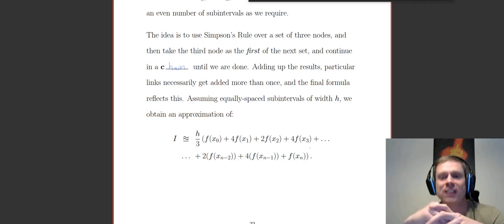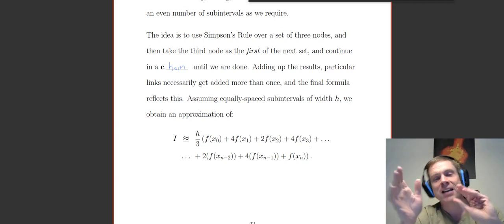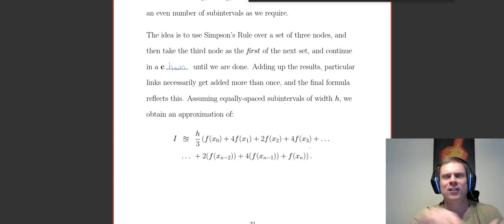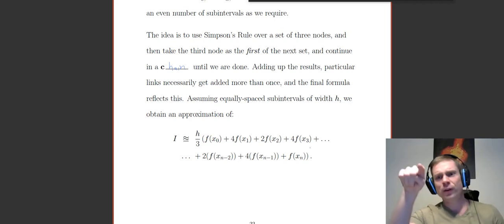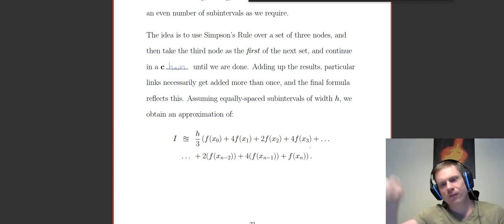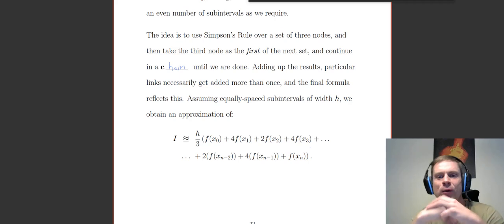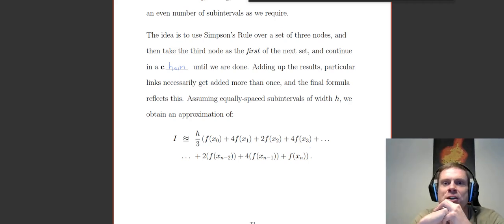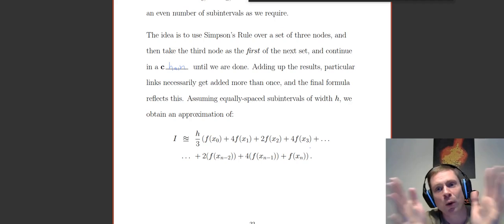You get to the second last one, it's 4 of that one, and then back down to 1 for the last one. So you have this weird pattern that is completely justified when you think about it, that goes 1, 4, 2, 4, 2, 4, down to 1. And you keep bouncing back and forth between those in all of the interior points. You multiply the result by h over 3. And that is what Simpson's rule looks like when you extend to more points.